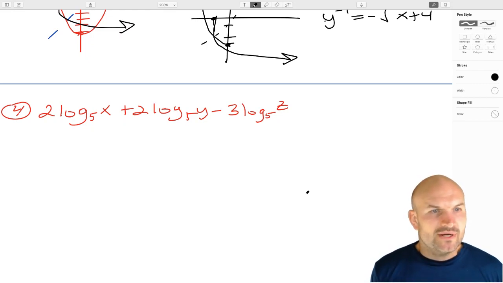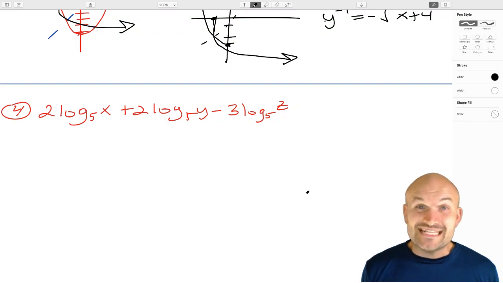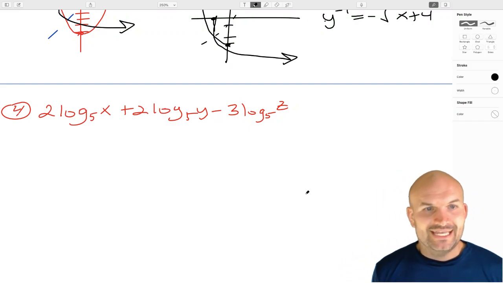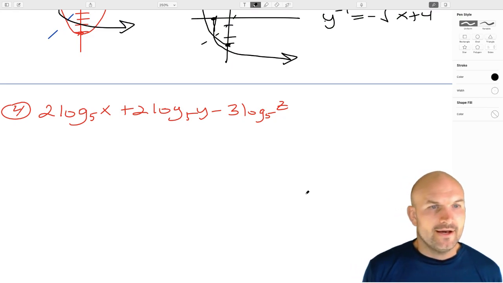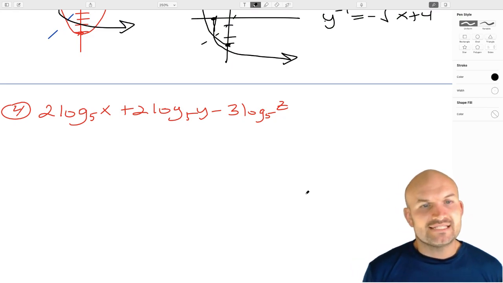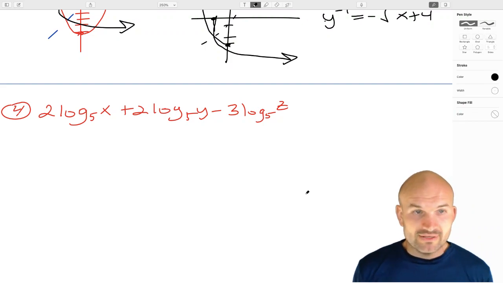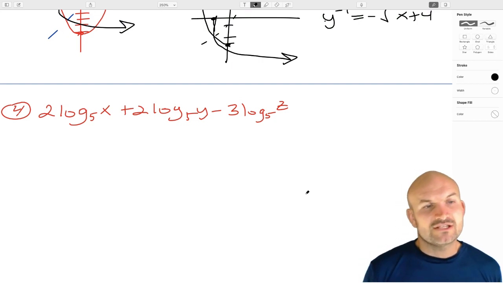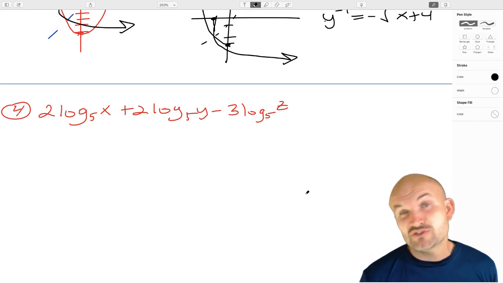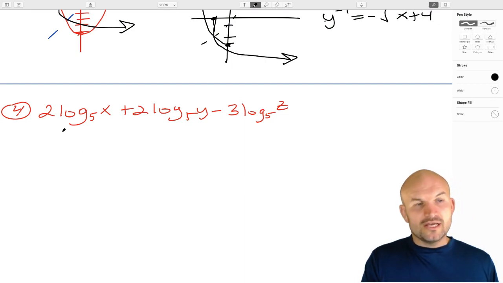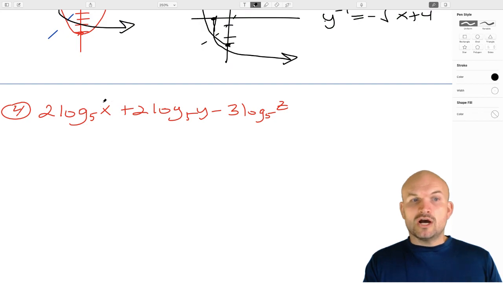All right, so the next one is going to be a condensing problem using logarithms. I'm not going to get into the rules of logarithms, but I'll tell you basically what to follow here. The first one we can use when condensing is the power rule. Whenever we have a number or constant in front, we can rewrite that as a power of our argument.